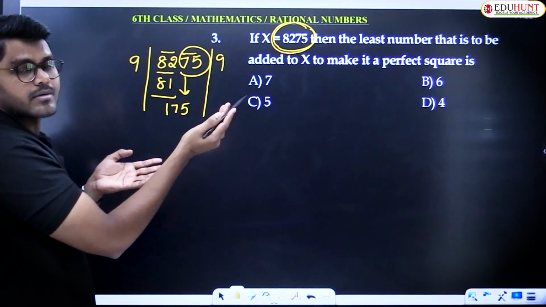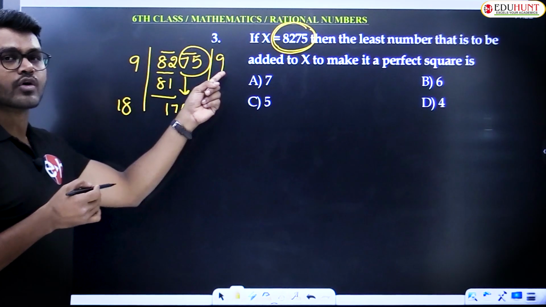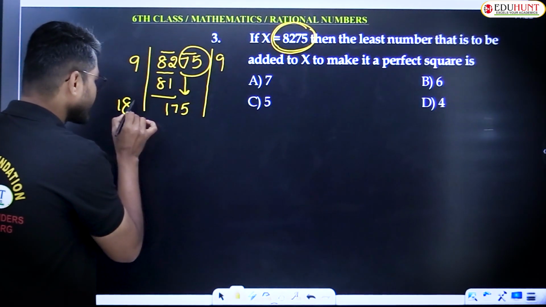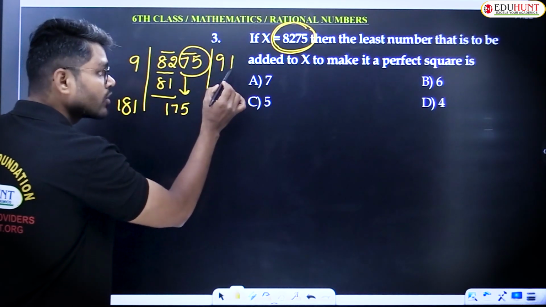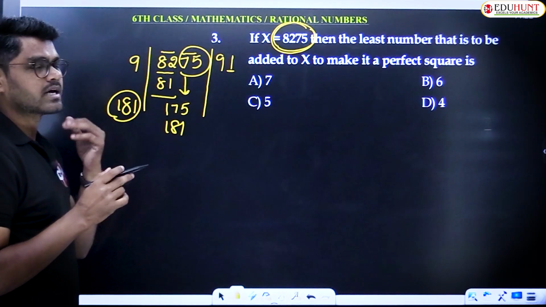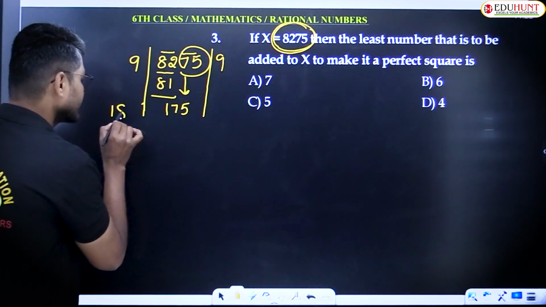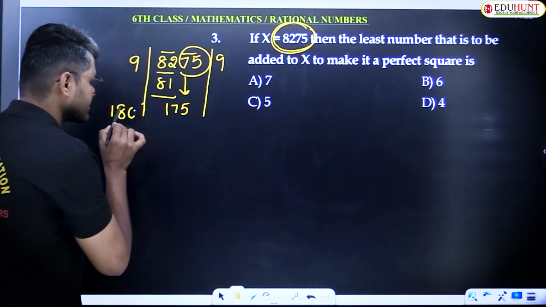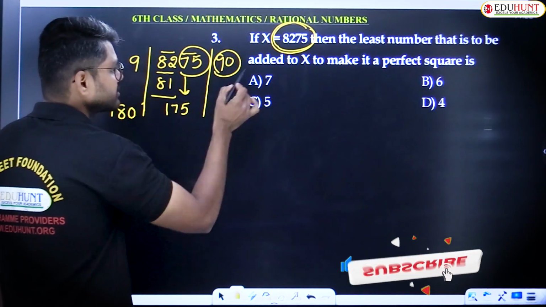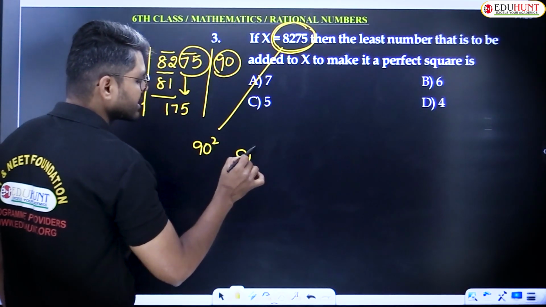9 doubled is 18. So we have to write double of the coefficient which we got previously, 18. If I write 1 here, I get 181 times 1, which is 181. 181 is the largest number, so I should not take 1. If I take 0 here, so 90 square. This number 8275 is in between 90 square and 91 square.